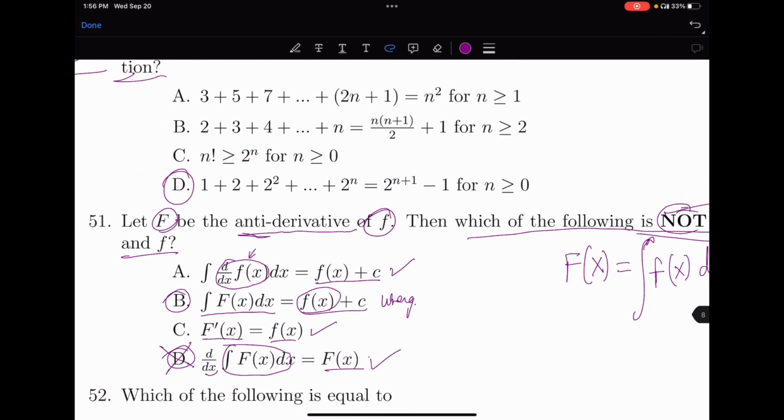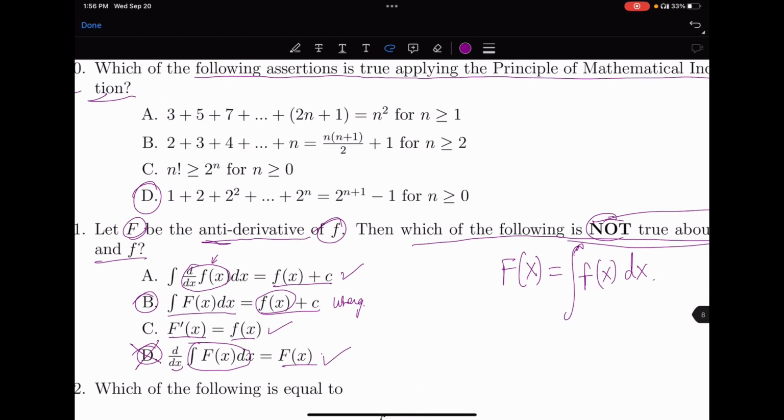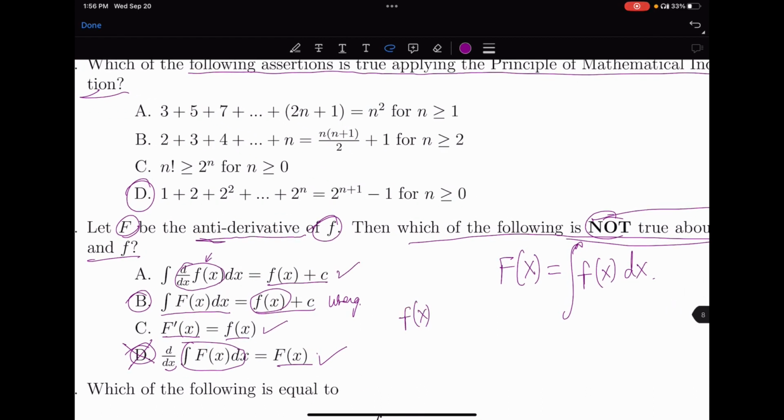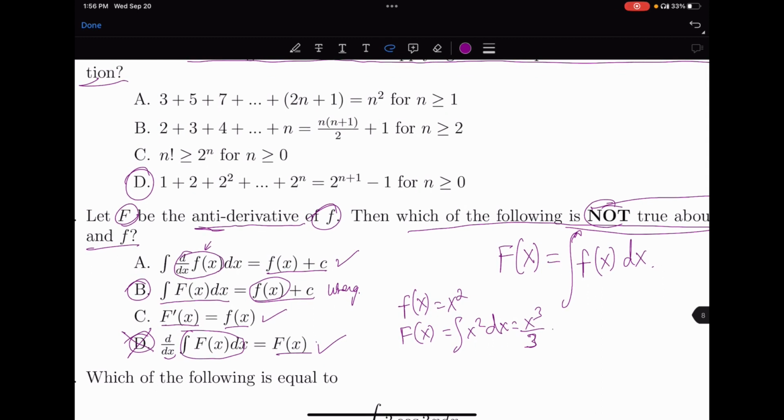To show you that b is the answer, I need to show you that it is not true. I can take f of x to be x squared, right? And therefore capital F of x, since it is the antiderivative of f, will be the integral of x squared dx. It will be x to the power of 3 over 3, that is capital F of x, plus some constant c1.